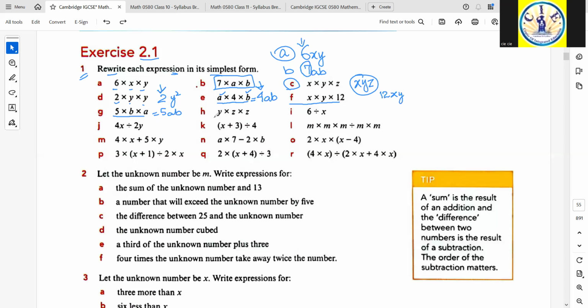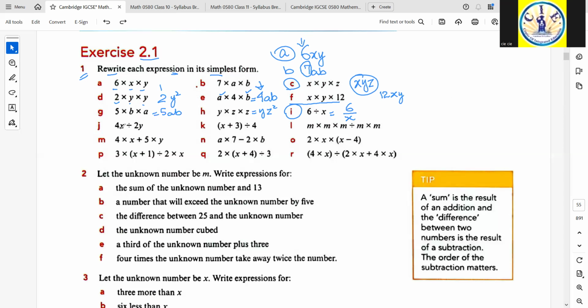Now in this case, part H, y is there and z is being multiplied with itself twice. So that would mean actually yz squared. Now in part I, it is read as 6 divided by x. So it would be written as 6 divided by x. Okay.